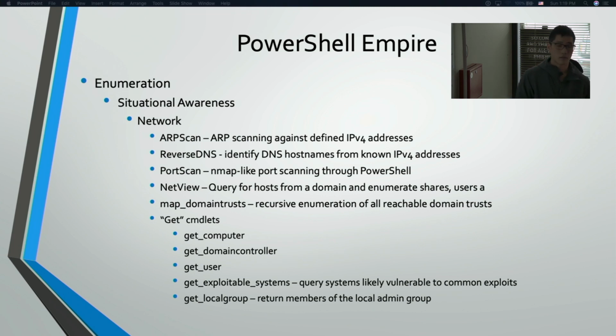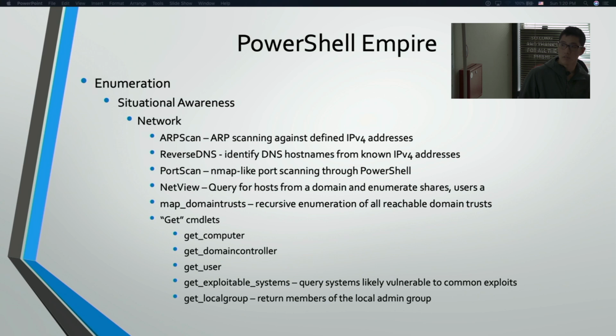Reverse DNS. Let's do some validation on what we found with the DNS server records before. Maybe there weren't any reverse records listed. Is that something we can abuse there? Port scanning. So much like Nmap, this offers a PowerShell variant of scanning through for open ports within the environment.